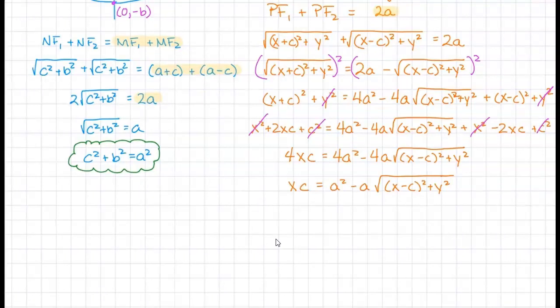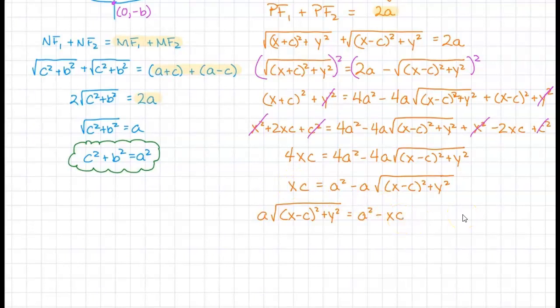So I'm going to go ahead and add the radical to both sides just to make it positive. I don't know why. Just because. And then I'll subtract the xc. So I have that. So I've moved this term to the left and made it positive, and I've moved this term to the right and made it negative.